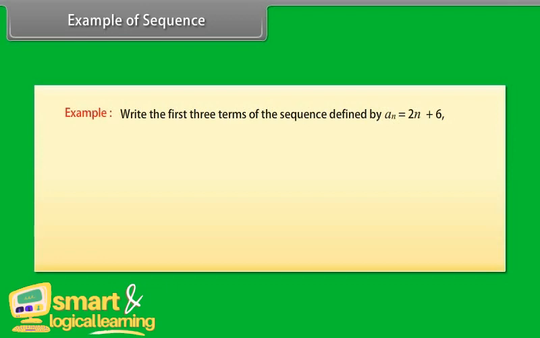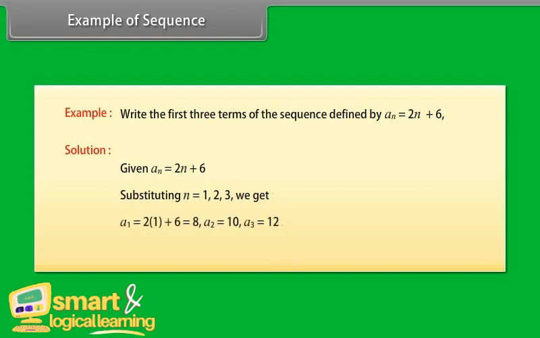Example of sequence. Write the first 3 terms of the sequence defined by an is equal to 2n plus 6. Solution. Given an is equal to 2n plus 6. Substituting n is equal to 1, 2, 3, we get a1 is equal to 2 into 1 plus 6 is equal to 8. a2 is equal to 10. a3 is equal to 12. Therefore, the required terms are 8, 10 and 12.